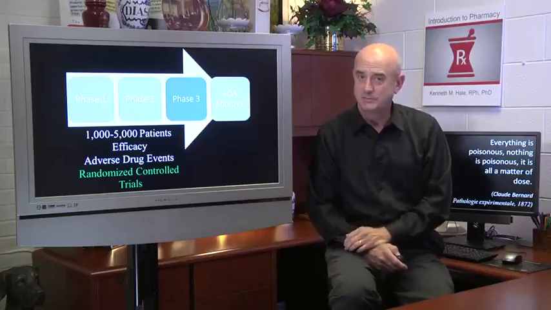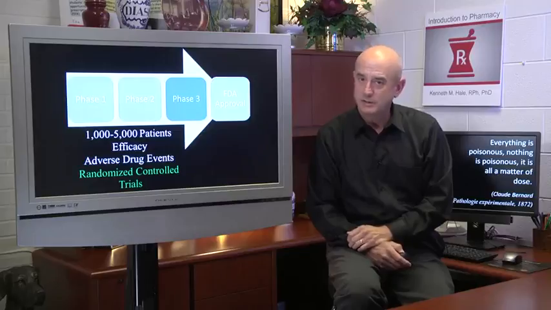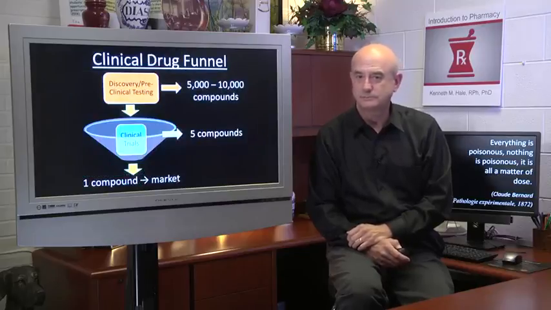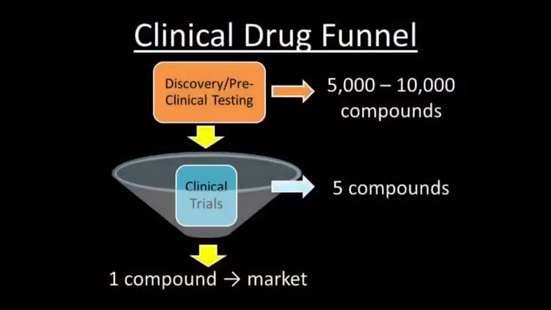This is a very expensive part of this process. So, those compounds that go to phase 3 have been thoroughly vetted before they get to that point. And if we think about the clinical drug funnel, we mentioned in our last video module that we might start with 5,000 to 10,000 compounds as potential lead compounds early on in this process, that by the time we go to clinical testing, we've narrowed that down to maybe 250 compounds. By the time we go to clinical trials, as we can see here, we narrow that down to about 5 compounds. And of those 5 who go to clinical trials, typically only about 1 will make it to the market.